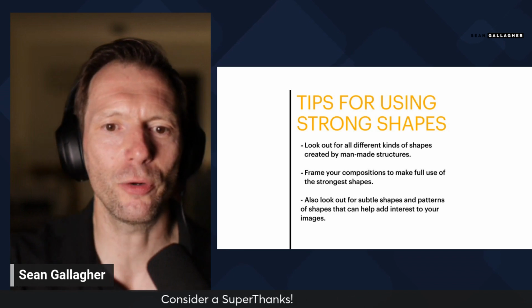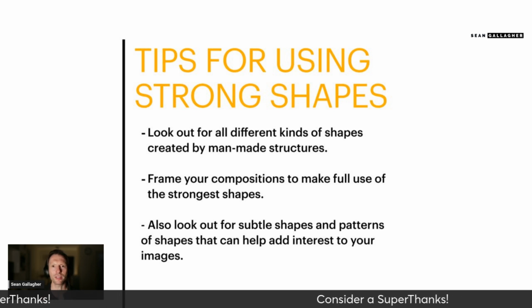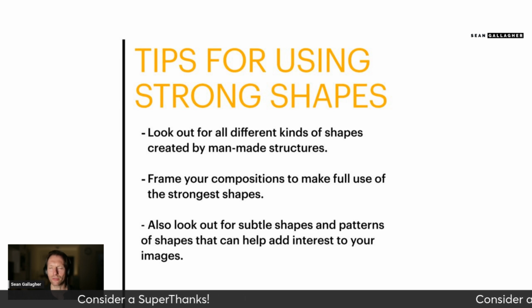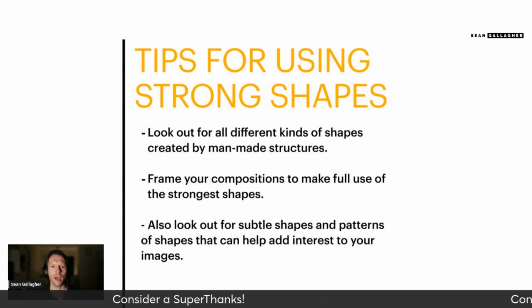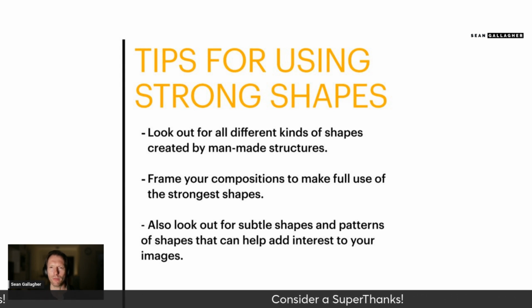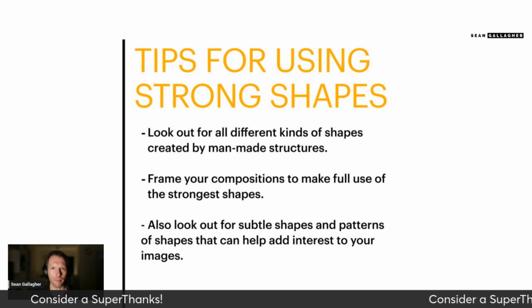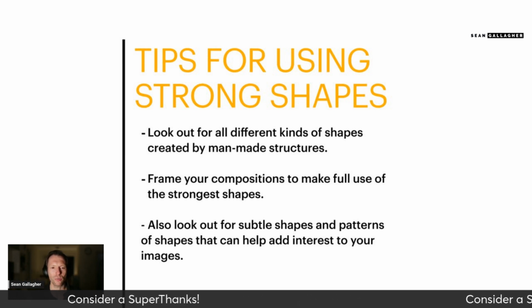So my tips for using strong shapes are: look out for all the different kinds of shapes, like I said, whether they appear from man-made structures; they can be circles, squares, rectangles, any shape can work. And they will vary depending on what situation you find yourself in. Frame your compositions to make full use of the strongest shapes. So if you have a primary shape that dominates your frame, try to focus in on that and make sure that that is one of the focal points of your image, and then look for those secondary shapes that you might be able to use to create interest as well.